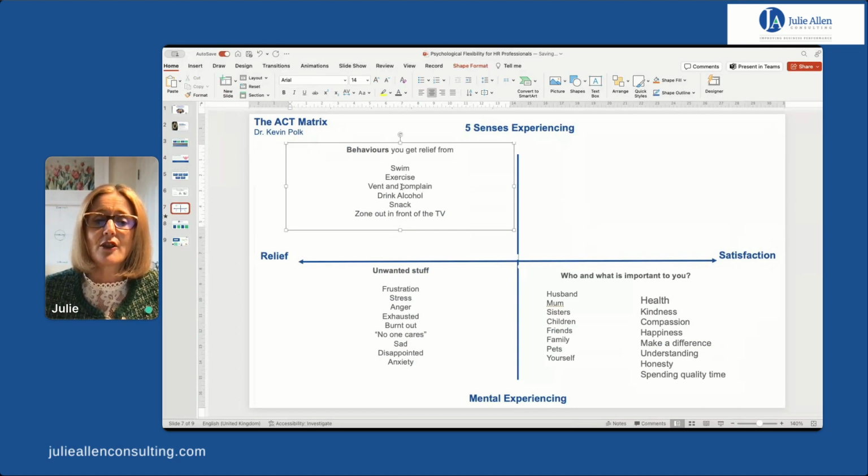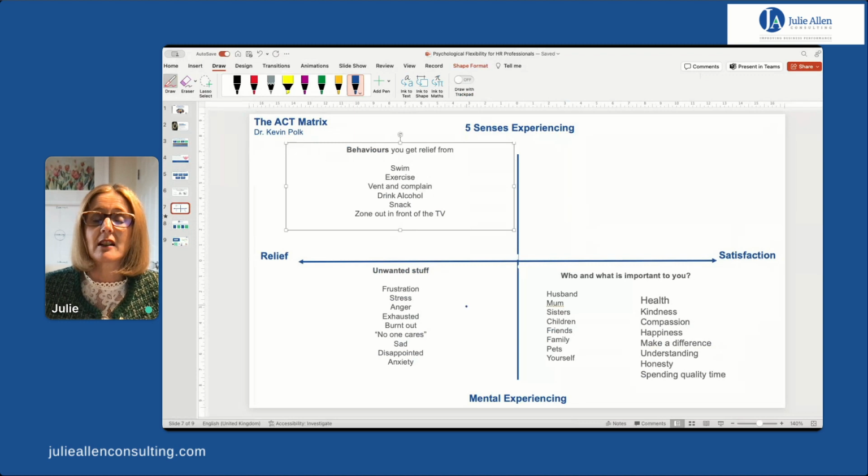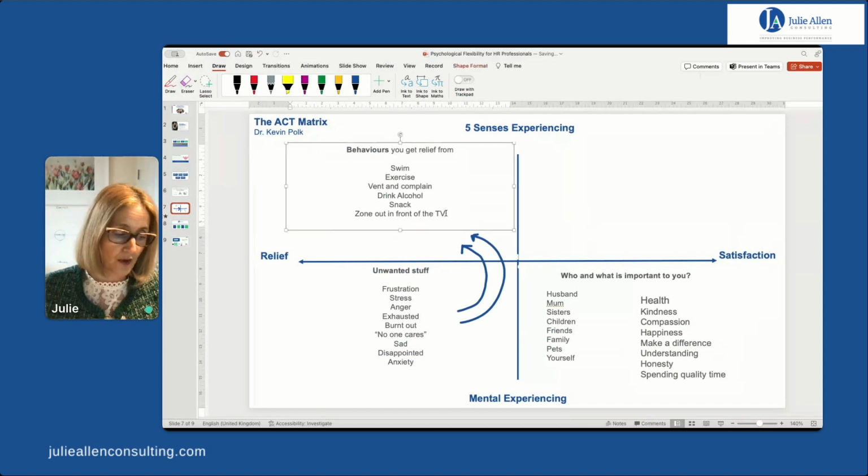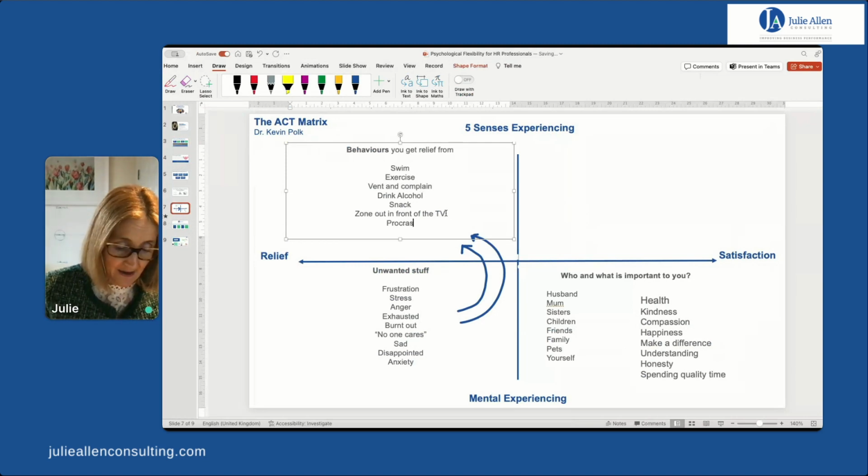What I'm asking you to do is to get to know yourself better and to know what it is you do to get relief from the unwanted stuff. So thinking about the relationship here, the mental experiencing, and then the question is, what would I see or hear you doing when this stuff shows up? Feel free to tell me more in the chat box what you might do to get rid of the unwanted stuff. It might also be, we see things like procrastination.